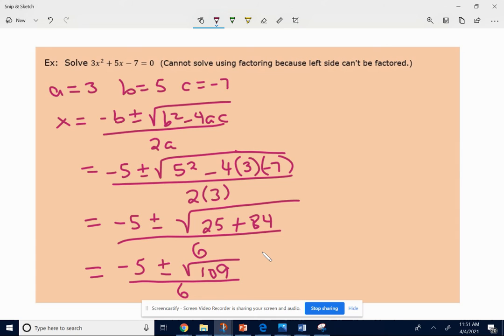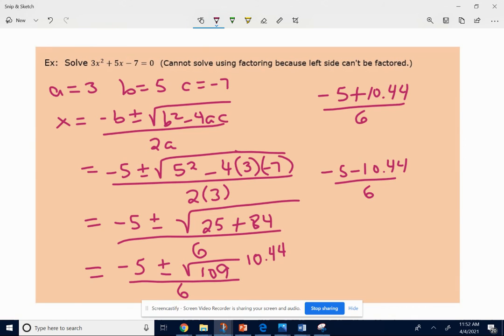I'm going to say round to the 100th to be safe, because I'm not sure exactly how accurate IXL is going to be with this. So I'm going to round that to 10.44. Then I'm going to figure out negative 5 plus 10.44, it's an approximation, over 6, and negative 5 minus 10.44, all over 6. Now it's just using your calculator to do both of these.